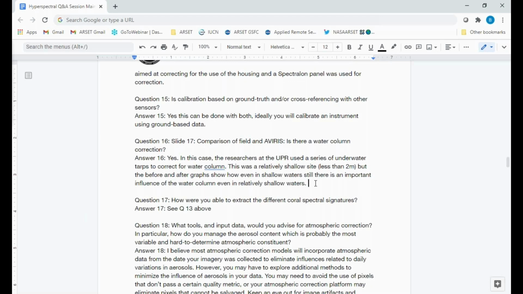Question 17, we already went over that. So how are you able to extract the different coral signatures? Again, with the spectral radiometers.